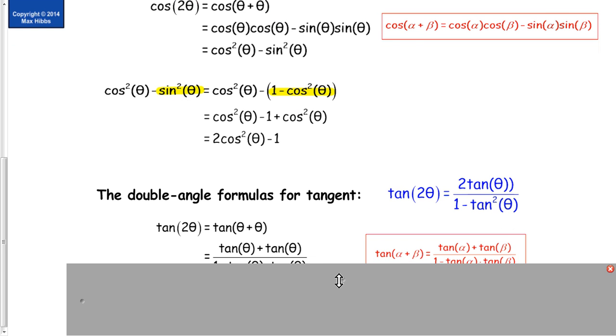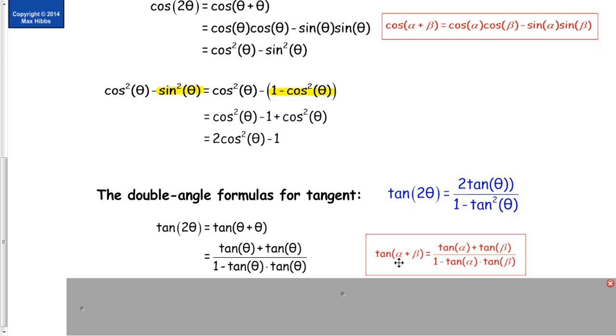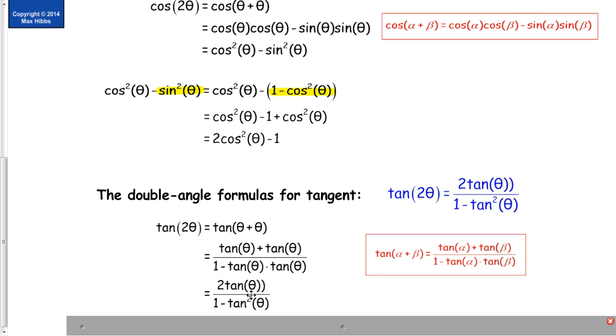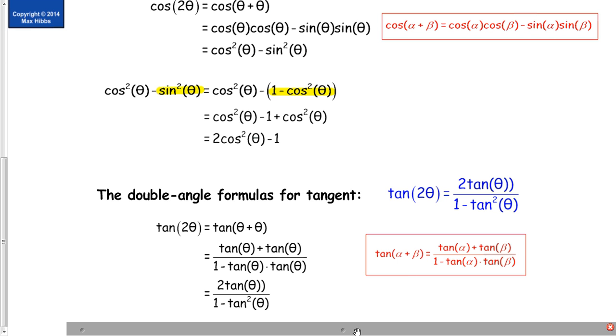And that relies on the fact that the tangent of a sum is the tangent of the first plus the tangent of the second, divided by 1 minus the tangent of the first times the tangent of the second. And since these two angles are the same, we have tangent theta plus tangent theta in the numerator and 1 minus tangent theta times tangent theta in the denominator, which of course becomes 2 tangent theta divided by 1 minus tangent squared theta. And so that's where that particular identity comes from.